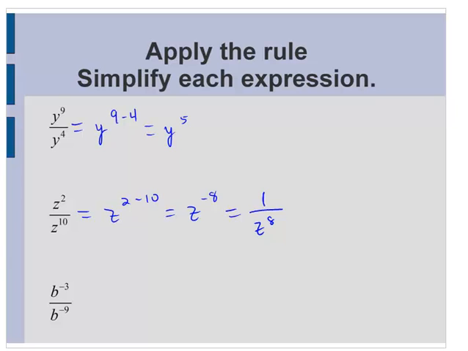B to the negative 3rd divided by b to the negative 9th. Be careful with the signs here. Would be b to the negative 3 subtract negative 9, which is b to the negative 3 plus 9, which is b to the 6th.